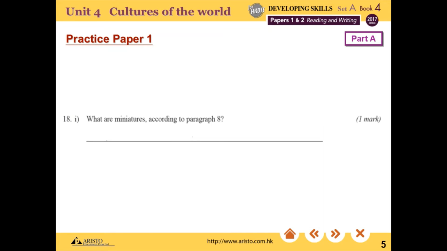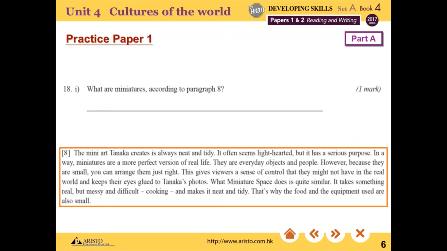Now, let's look at another question. Question 18.1. What are miniatures, according to paragraph 8? Here's paragraph 8. One way to look at this question is to pay attention to the verbs to be, like the one circled here, meaning we are looking at sentences that talk about what miniatures are.